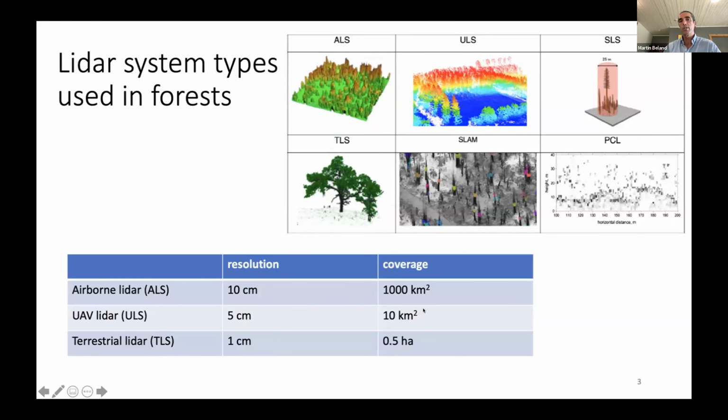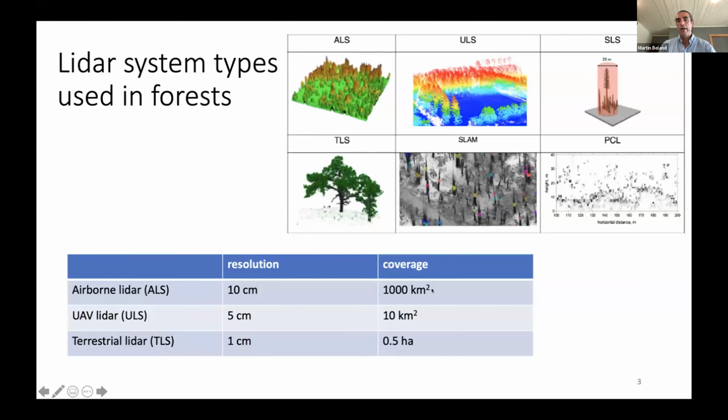So they differ mostly in the resolution, and here by resolution we mean mostly the size of the pulse. So when it's hitting a target, the different systems are going to have different size of pulse. So in airborne, it's typically around 10 centimeters. So that determines kind of the level of detail that you're able to get from there. So UAV is significantly higher. I show here 5 centimeters. Sometimes it can go lower. So you get more detail from a UAV.